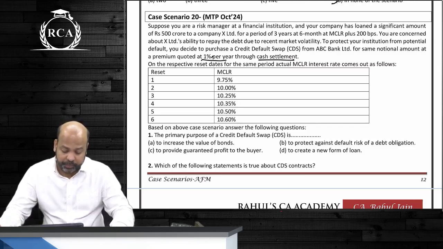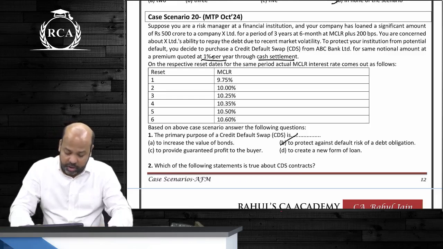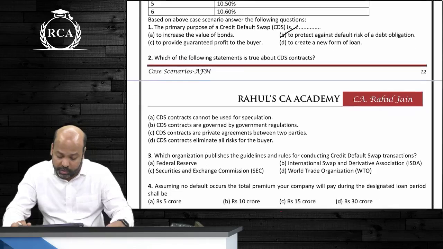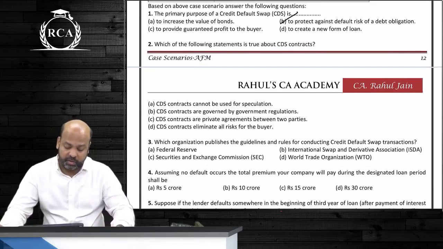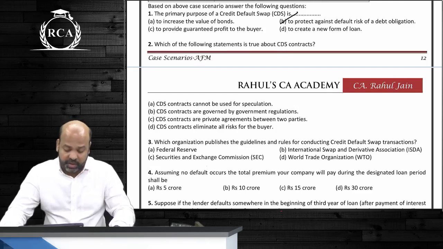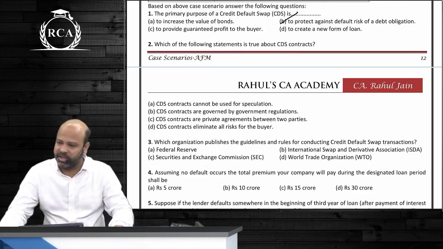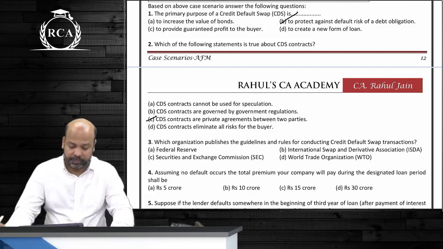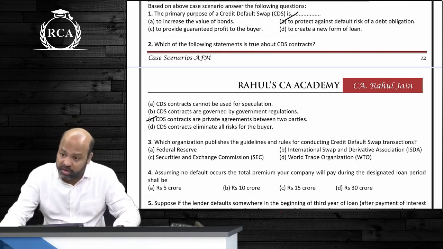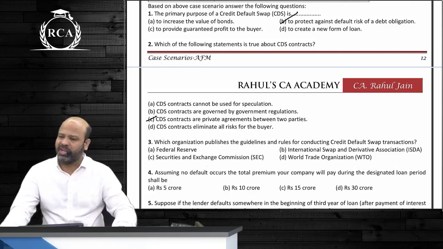Now, first bit. The primary purpose of a credit default swap is to protect against default risk. Which of the following statements is true about CDS contracts? CDS contracts cannot be used for speculation. Yes, better. The primary objective is to hedge, but that does not mean you cannot use it for speculative purposes. CDS contracts are governed by government regulations? They are over-the-counter contracts, between 2 parties directly. They are private agreements between 2 parties. Yes, option C is correct. They eliminate all risk for the buyer? No. You still have interest rate risk.